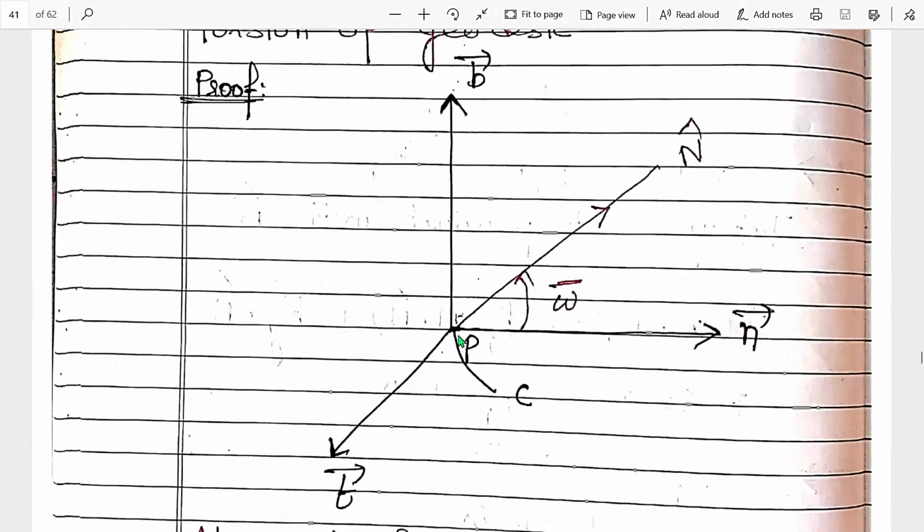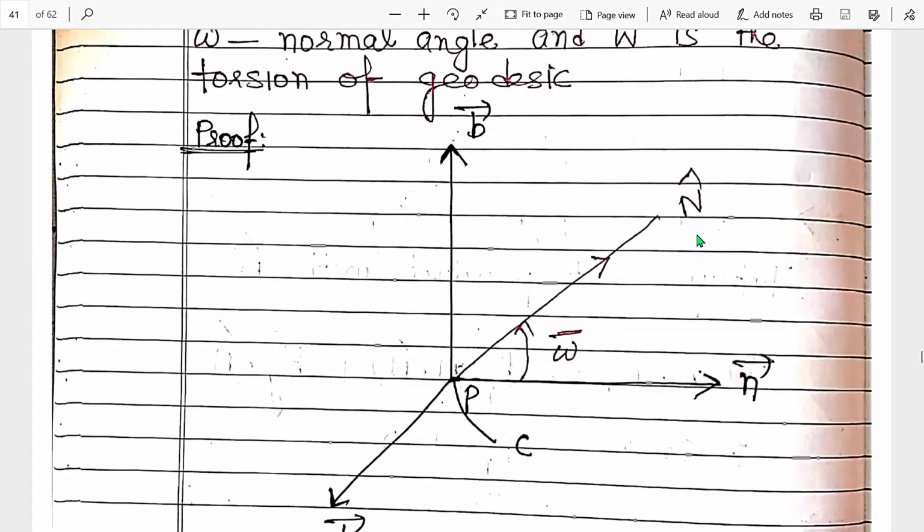If P is some point on a curve, then we know that this is the unit tangent vector, this is the principal normal vector, and this is the binormal vector. And the normal to the surface, capital N, makes angle w̄ with the principal normal vector n. Then the dot product of N and n is equal to cos w̄, and the dot product of N and the binormal vector B is equal to sin w̄.